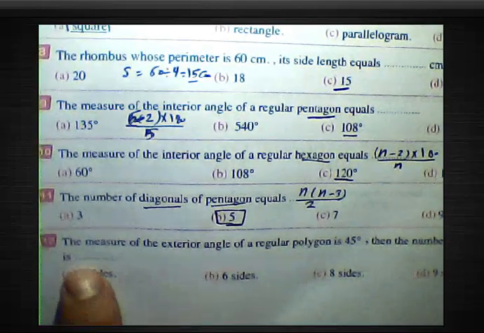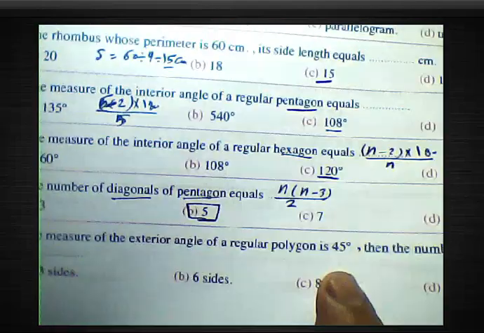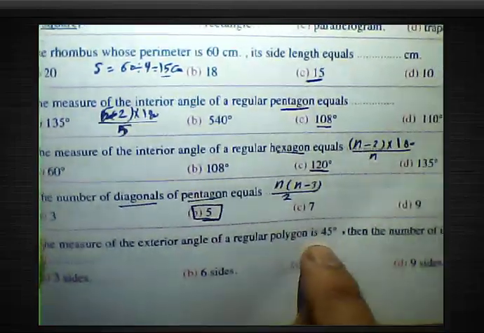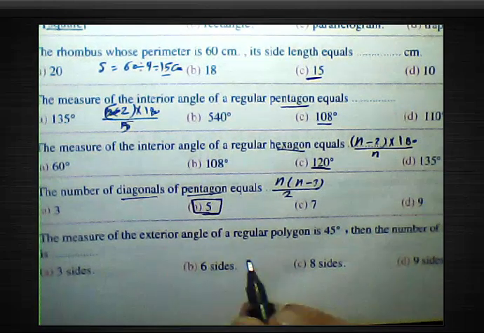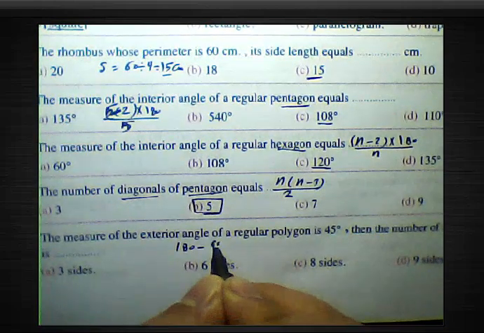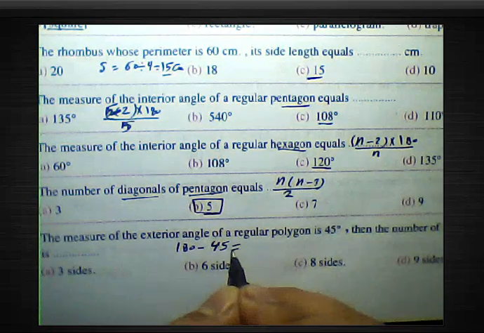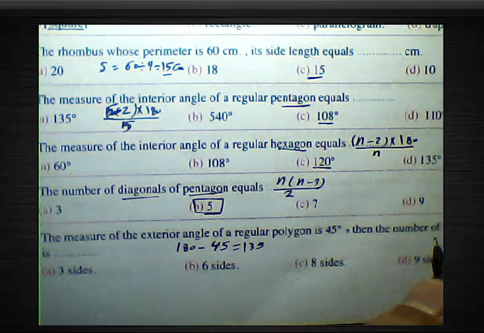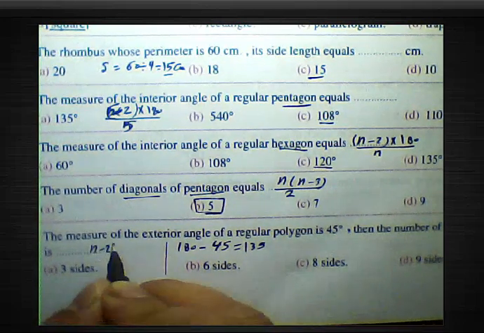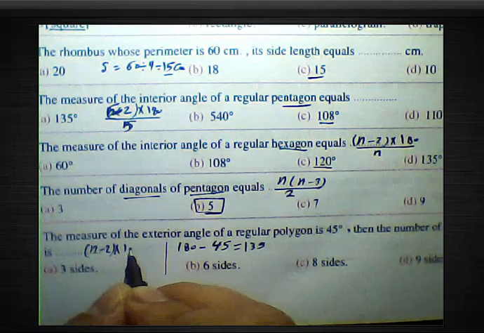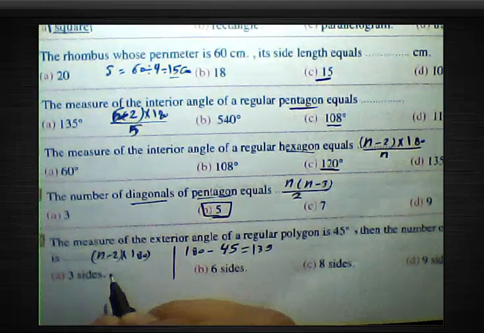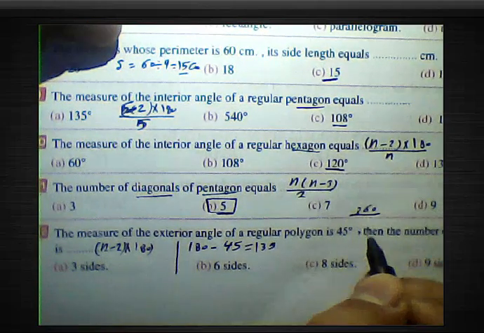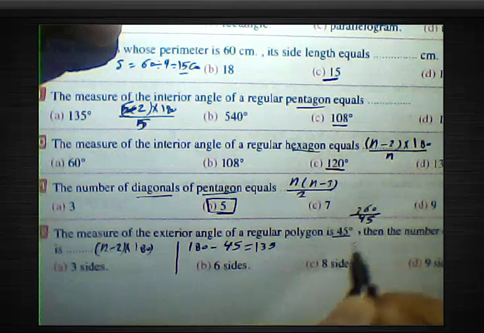Question number 12. The measure of the exterior angle of a regular polygon is 45. Then the number of its sides equals what? He gave us the exterior angle. You can find the interior angle by 180 subtract 45, and the result will be 135. We can write (n minus 2) times 180 to find the sum of interior angles, or you can use 360 over 45 in one step.